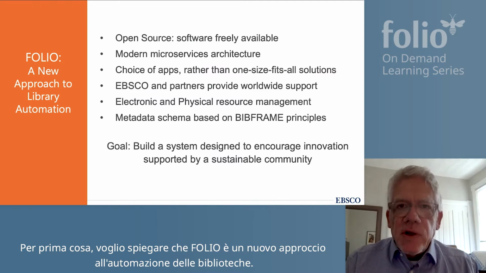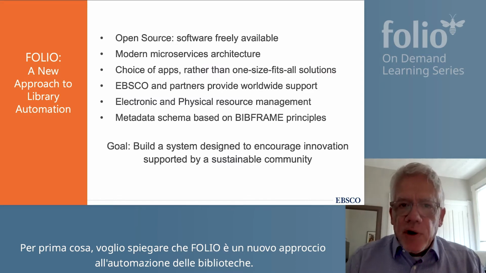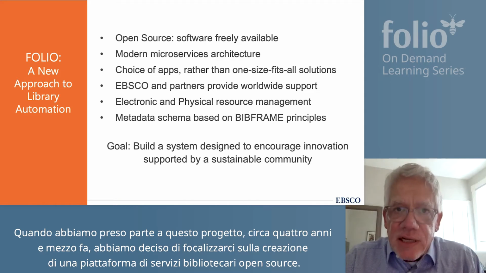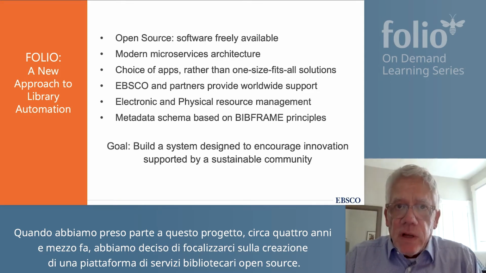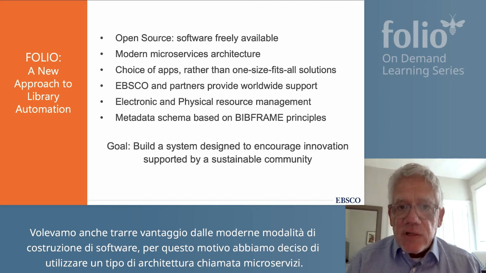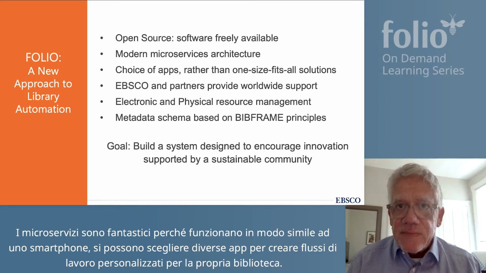First of all, FOLIO is a new approach to library automation in that when we started this project about 4.5 years ago, we decided to make this an open source library services platform. We also wanted to take advantage of building software in new and modern ways. So we use a type of architecture that is called microservices.